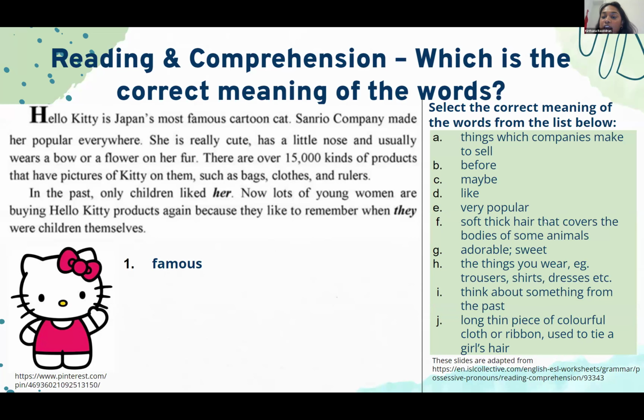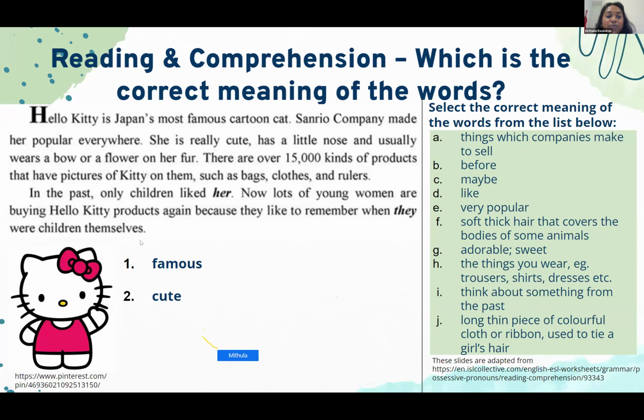F is soft, thick hair that covers the bodies of some animals. G is adorable or sweet. H is the things you wear, for example, trousers, shirts, dresses, etc. And I is think about something from the past. J is a long, thin piece of colorful cloth or ribbon used to tie a girl's hair. So which of the meanings has the word famous? Which is the meaning of the word famous? E, very popular. Very good.